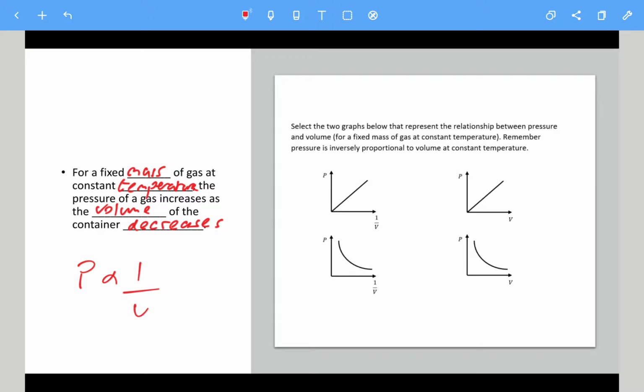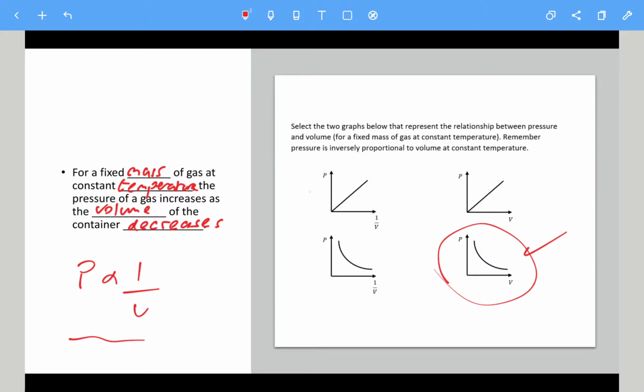So next bit, select two. Depending on how good you are at maths, this could be either really easy or not. So select the two graphs below that represent the relationship between pressure and volume for a fixed mass of gas at constant temperature. Remember, pressure is inversely proportional to volume at constant temperature. That's this relationship on the left. So if we've got pressure against volume and it's inversely proportional, this graph would be correct, this one.